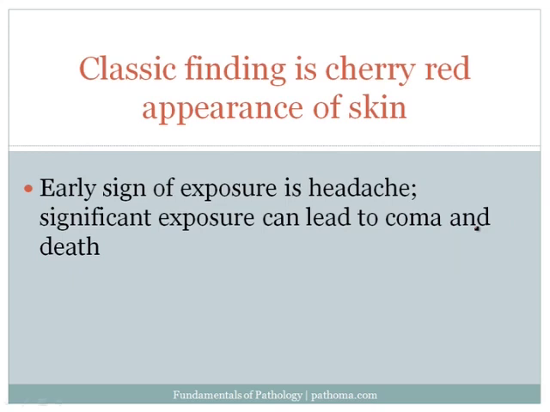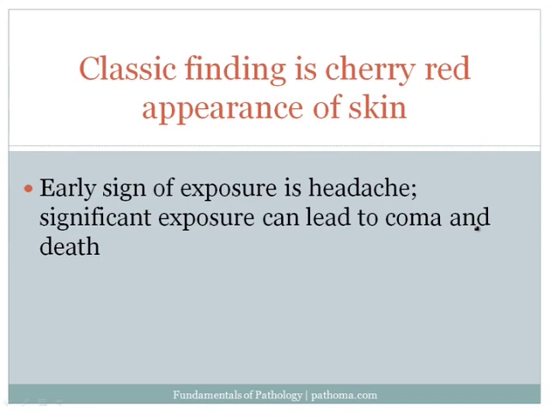The classic finding in a patient with carbon monoxide poisoning is the cherry red appearance of the skin. The reason the skin looks cherry red is because the hemoglobin is so tightly bound that it reflects the red light and creates this red appearance to the skin. However, it's deceptive because the patient is actually hypoxic, because they aren't carrying oxygen to their tissues. So although they look very red, they're not getting good oxygen delivery to the tissues.